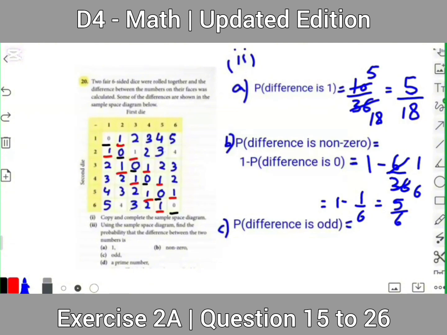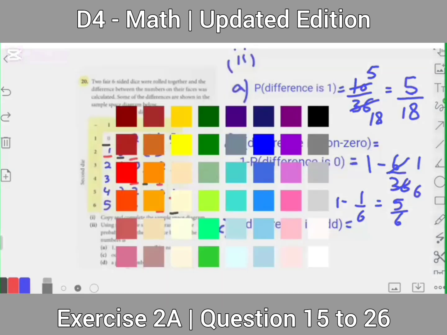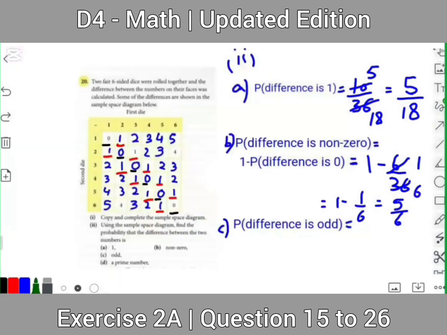And then part C, to find the probability that the difference is odd, we will mark in the sample space diagram with green. So here we have 1, 2, 3, 4, 5, 6, 7, 8, 9, 10, 11, 12, 13, 14, 15, 16, 17.